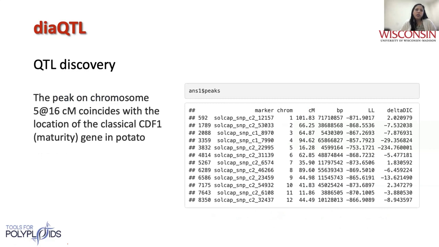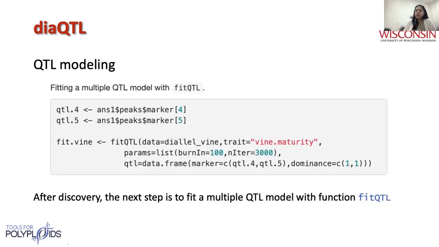So for the QTL discovery, the peak on chromosome 5 at 16 centimorgans, like I said, coincides with the CDF1 gene. And there is another QTL on chromosome 4 too that was significant, so that was important to look at afterwards. For QTL modeling, after the discovery of this QTL, you will feed a multiple QTL model. And in this specific case, since you have 2 QTLs, you will determine this in a QTL data frame, where you put the marker names for the QTL and chromosome 4 and chromosome 5.